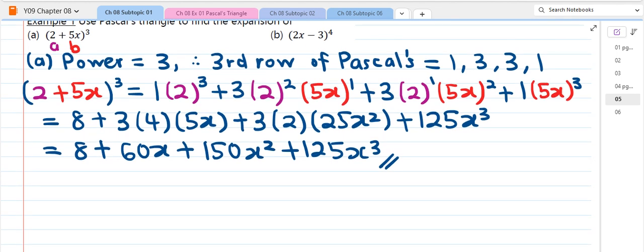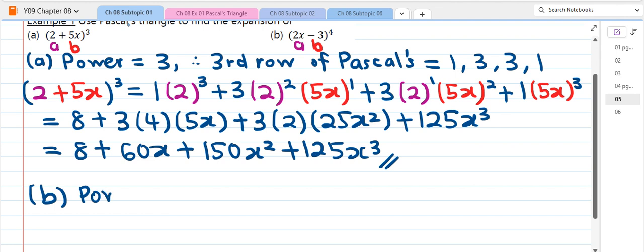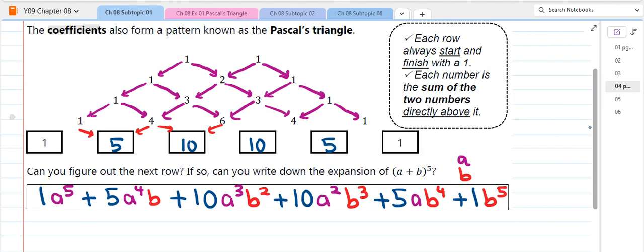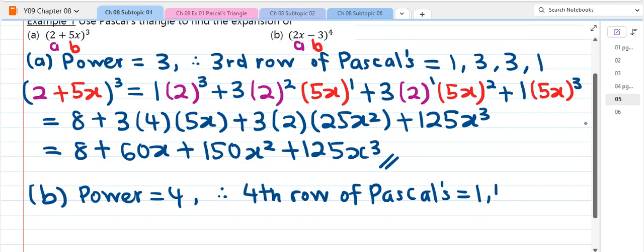So the next expansion is part B, which is (2x - 3). Your a over here is 2x and b is negative 3, with a power of 4. So if you're using a power of 4, that means you are going to use the fourth row of Pascal's triangle as your coefficients. Let's refer to the previous one. The fourth row is going to be 1, 4, 6, 4, 1.